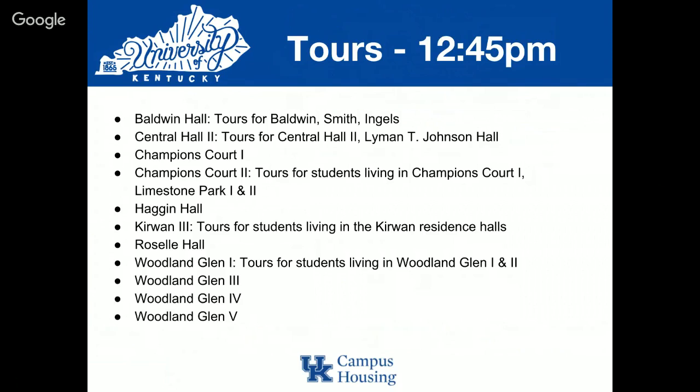For example, if you are living in Baldwin, Smith, or Ingalls Hall, we're going to be touring Baldwin Hall, but all the buildings look the same. So if you don't see yours, don't panic. It's okay. But as you can see, it's everything from Central Hall, Champions Court, Hagen Hall, Kerwin, Roselle, and all of our Woodland Glens. So lots of different options there, just to make sure everyone gets a glimpse of what their new home away from home is going to look like.